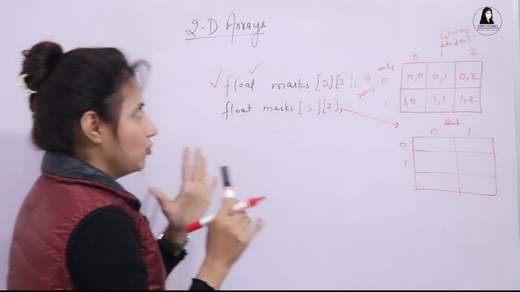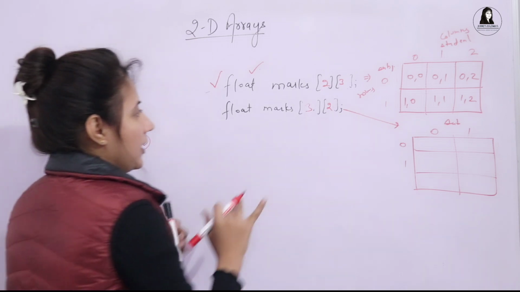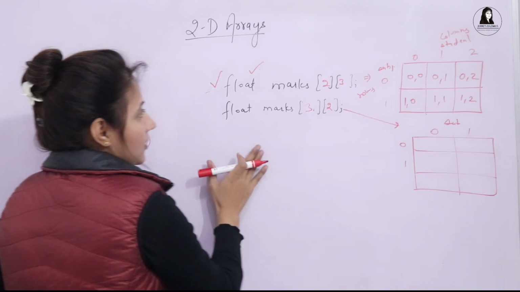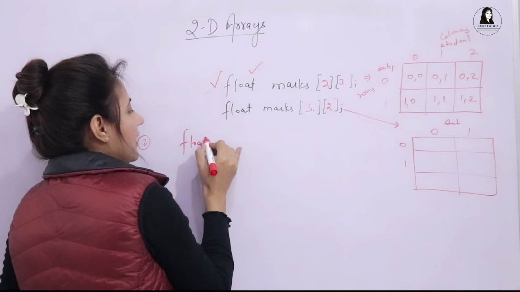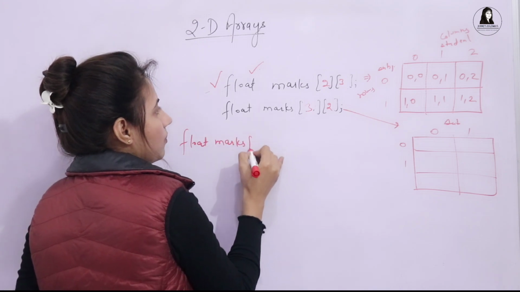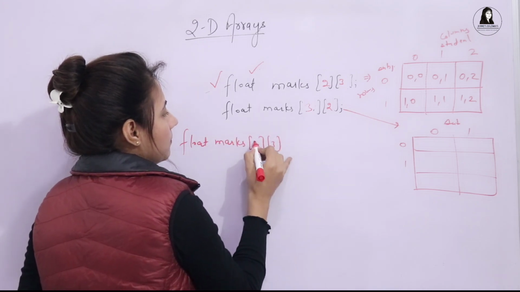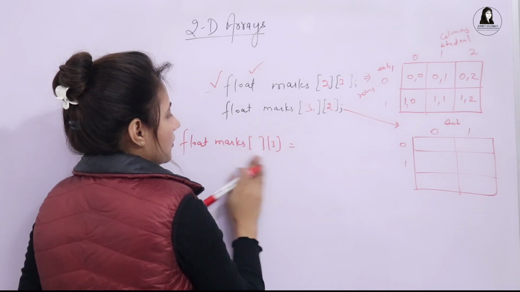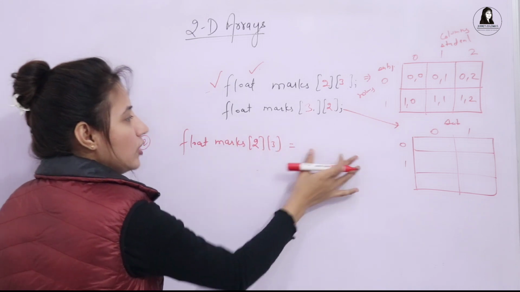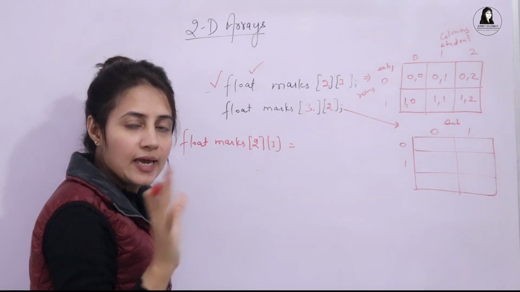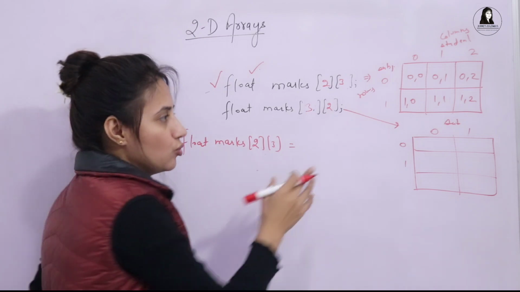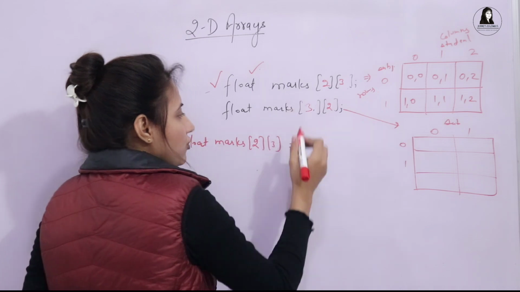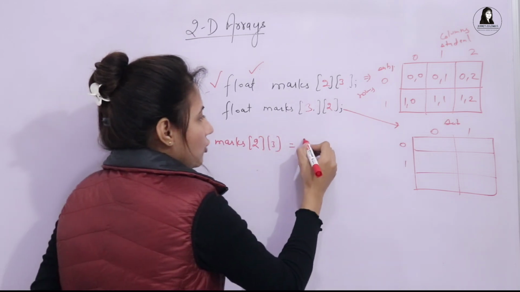So first we'll see how to initialize it at compile time. Don't worry, I'll show you this with the help of a program as well. While declaring float marks[2][3], right here only I can give the data, the elements, the marks. This is known as the initializer list. We can initialize this in 3 ways.